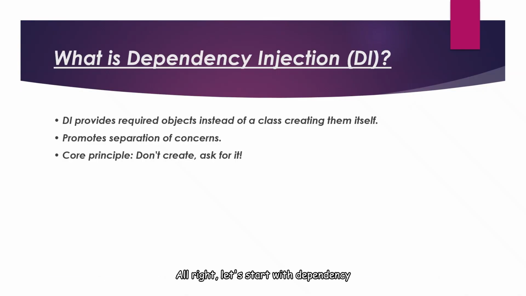Alright, let's start with dependency injection, or simply DI. In simple words, DI means that an object does not create its own dependencies. Instead, it gets them from somewhere else. Think of it like hiring a contractor. You don't manufacture the tools they need, you just give them the tools. This idea leads to cleaner design because classes don't need to worry about how to build their dependencies, they just use them.